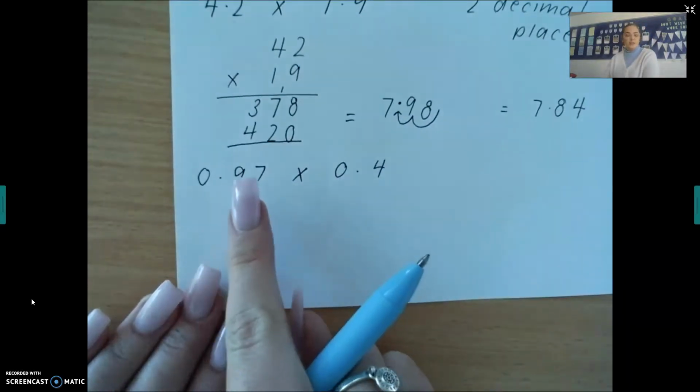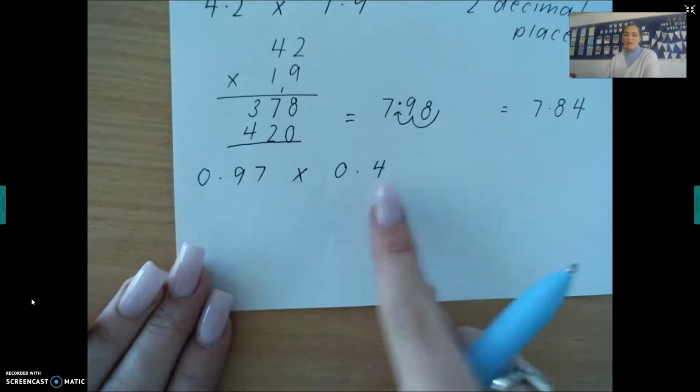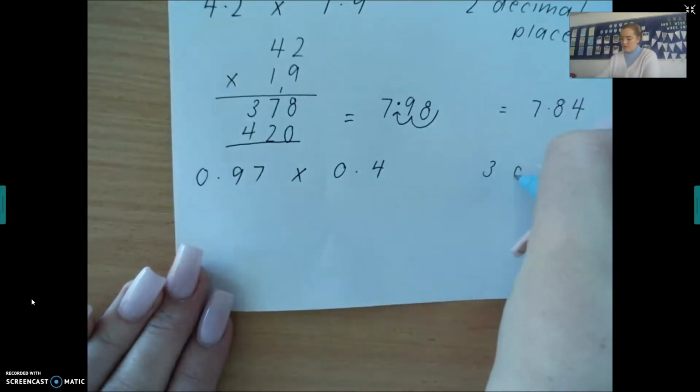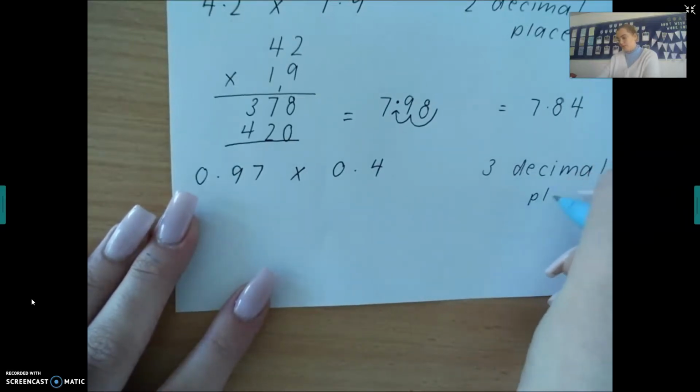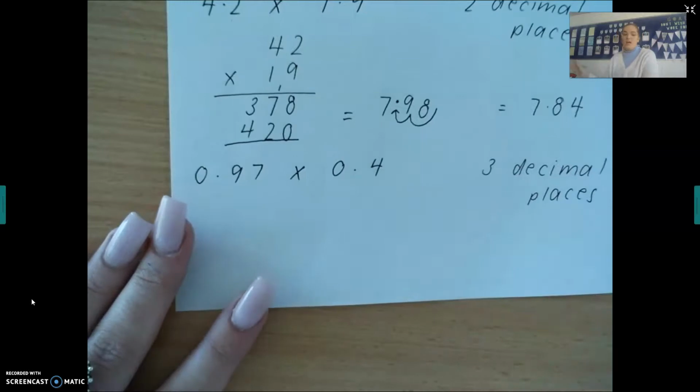Now let's look at this one here. 2 decimal places in this one and 1 in this one. So in my answer, I'm going to have to put in 3 decimal places. I'm just going to put this to the side so I remember. And let's get rid of them.